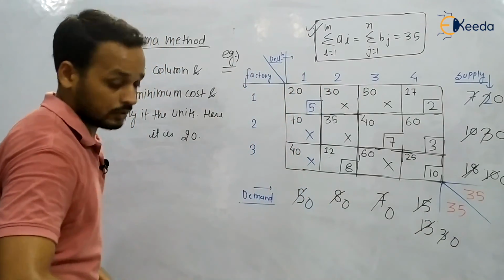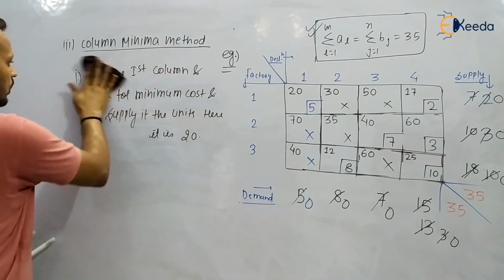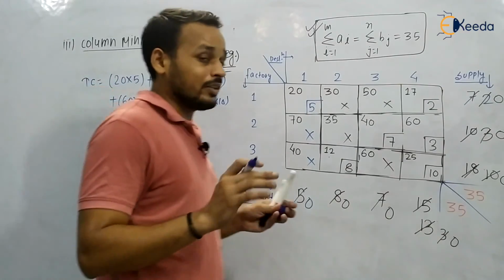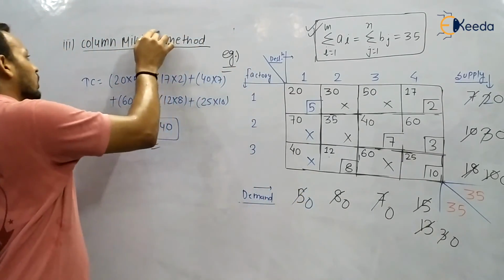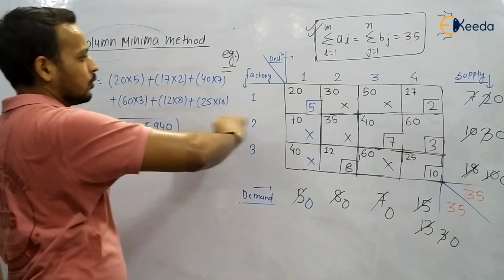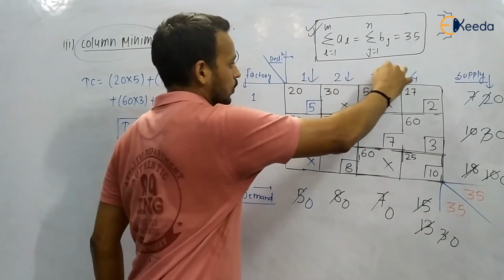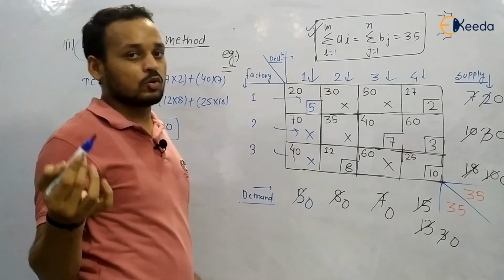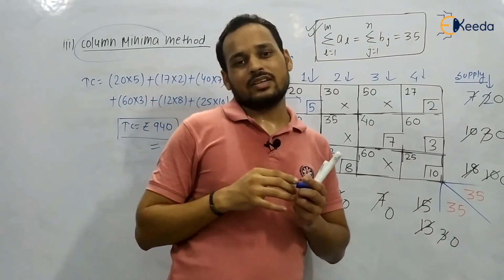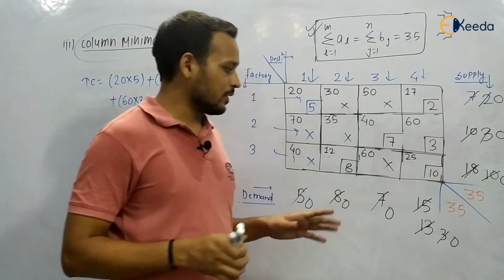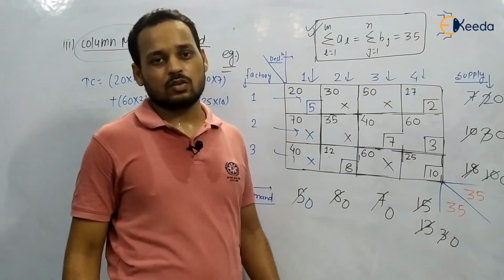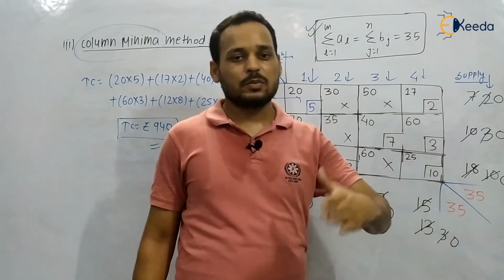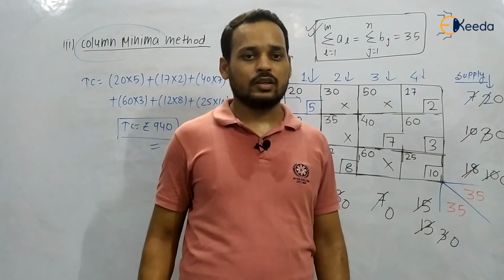So just calculate the cost. Do not remember anything, just go by the name. Column minima means we have to move by column and look for the minimum. Row minima means we have to look along the row. Northwest means we have to go for the northwest corner element. So these are very simple, just practice them. In the next lecture we will talk about the other methods. Thank you.